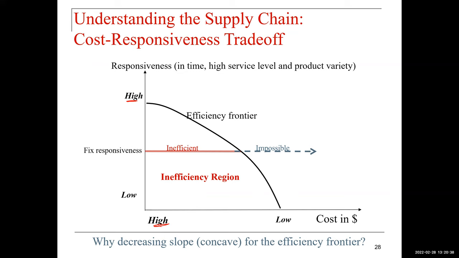As you move down, you can see the efficient frontier. If you try to compromise on that responsiveness, then the cost starts to go down as part of the process. So we have an inefficient region also marked in this area. You don't want to get to that area because then your customer is not going to be happy. So you want to stay within this efficient frontier and above this inefficient region.